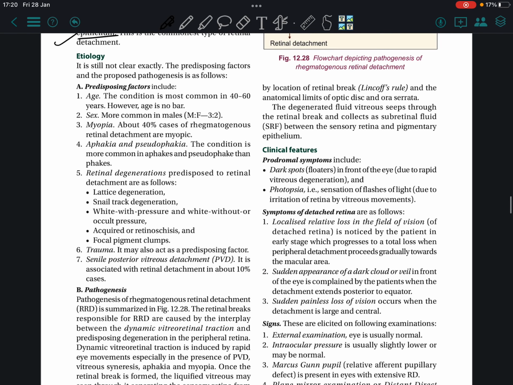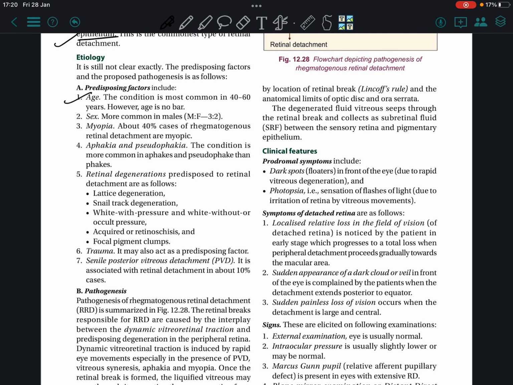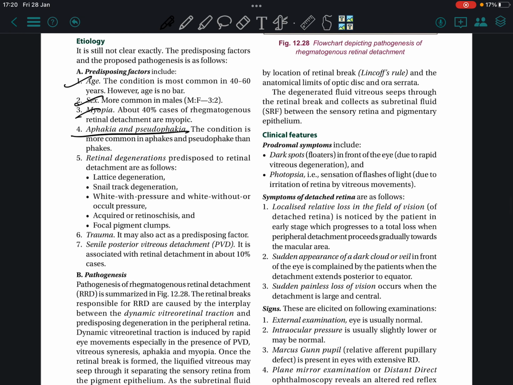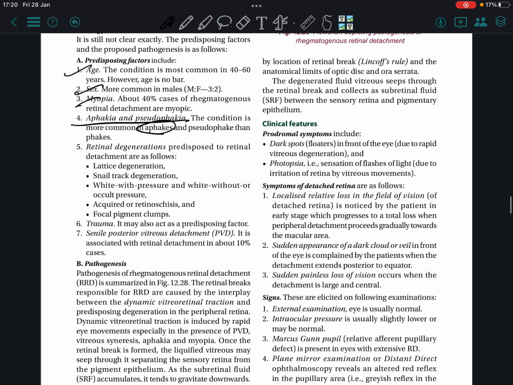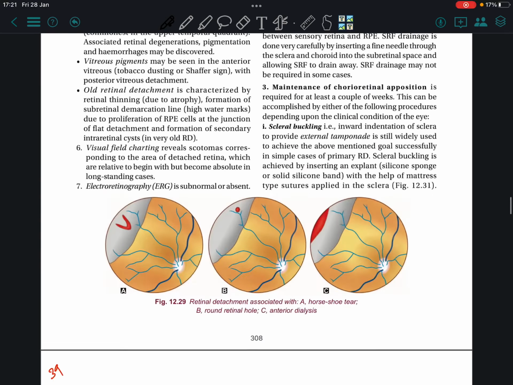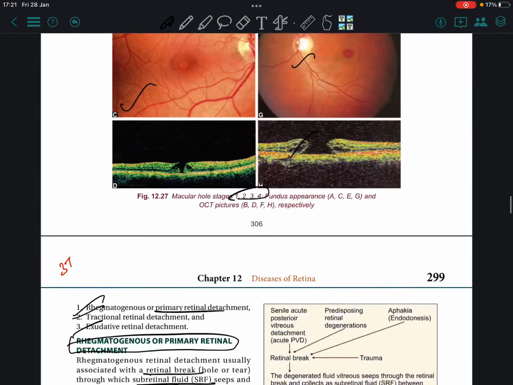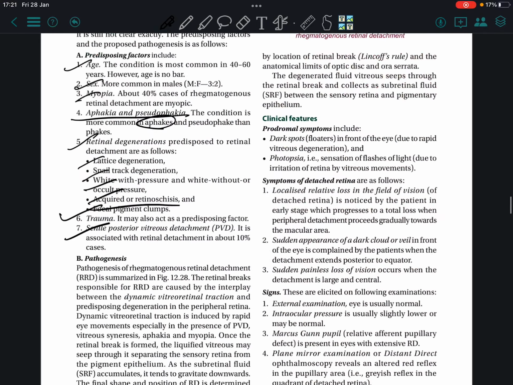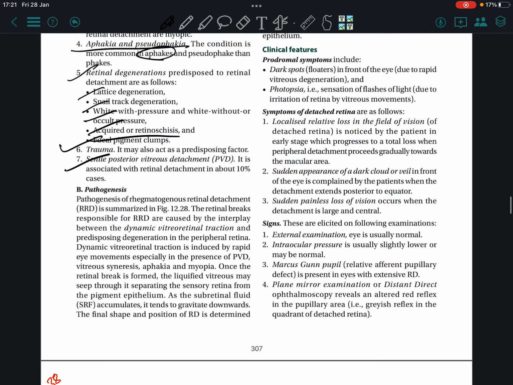Etiology: predisposing factors include age, sex, myopia, aphakia, pseudophakia, more common in aphakia, retinal degeneration such as lattice, snail track, white with pressure, focal pigment clumps, trauma, senile posterior vitreous detachment. Pathogenesis of RRD is summarized in figure 12.28.